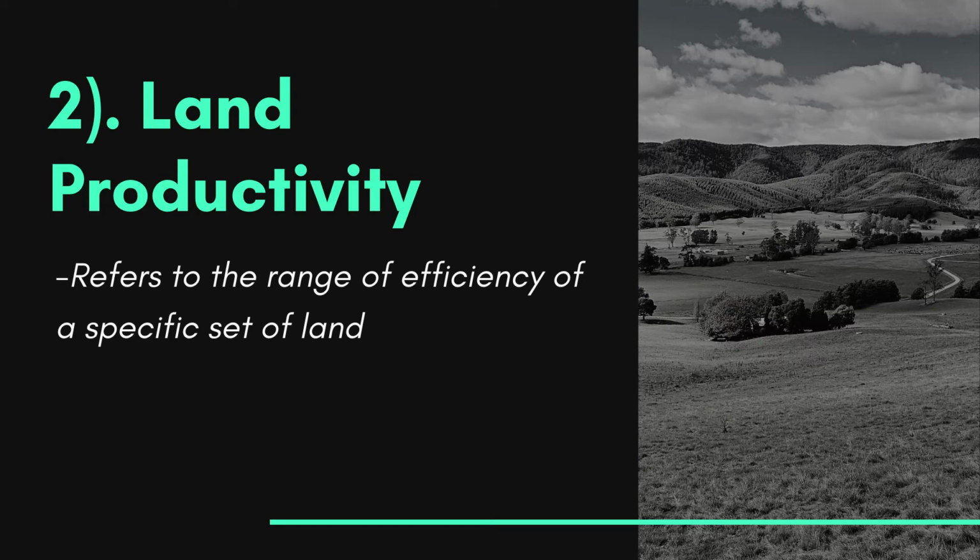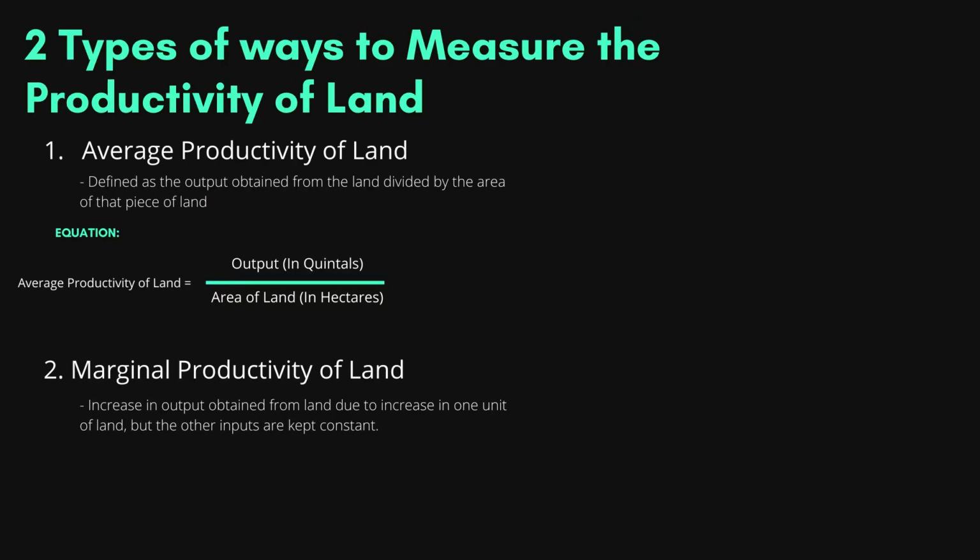Land productivity refers to the range of efficiency of a specific set of land. So there are two ways to measure the productivity of your land. One is through average productivity of the land, and the other one is marginal productivity of land. So average productivity of land is defined as the output obtained from the land divided by the area of that piece of land. The equation is APL equals the output in quintals over the area of land in hectares.